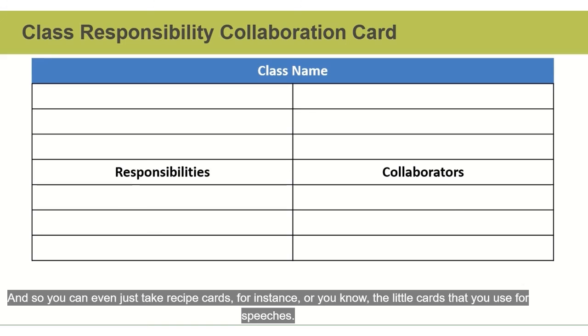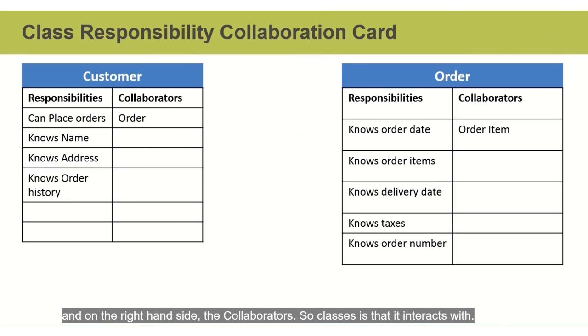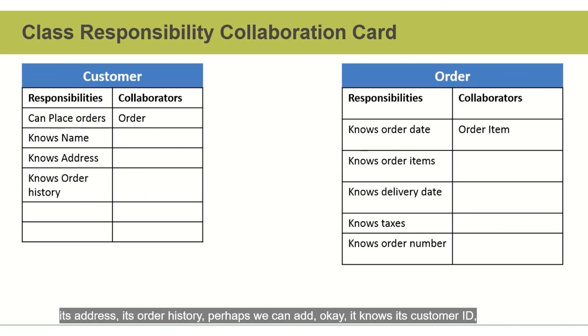You can even just take recipe cards, for instance, or the little cards that you use for speeches. At the top, you would typically put the class name, on the left-hand side the responsibilities, and on the right-hand side the collaborators, so classes that it interacts with. For instance here, we could have a CRC for a customer and another one for an order. In the customer CRC, we have the responsibilities of, okay, it can place orders, it knows its own name, its address, its order history. Perhaps we could add, okay, it knows its customer ID. And then it collaborates with the order class or order objects.